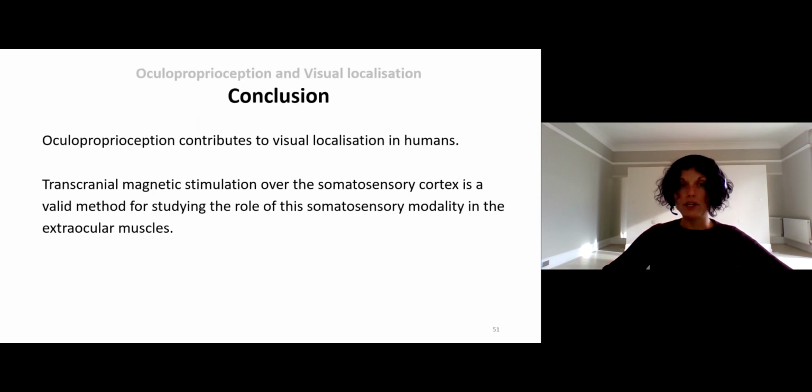So, in conclusion, ocular proprioception contributes to visual localization in humans, and transcranial magnetic stimulation over the somatosensory cortex is a valid method for studying the role of this somatosensory modality in the extraocular muscles. And this concludes this part of my lecture.